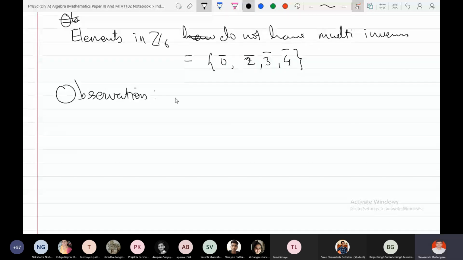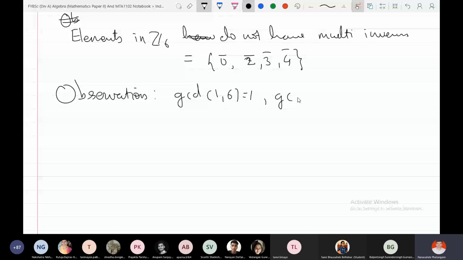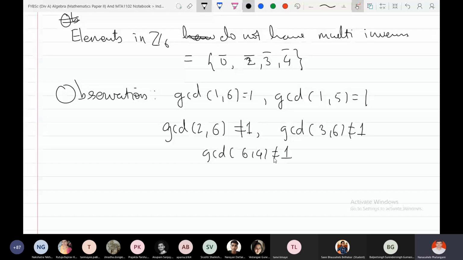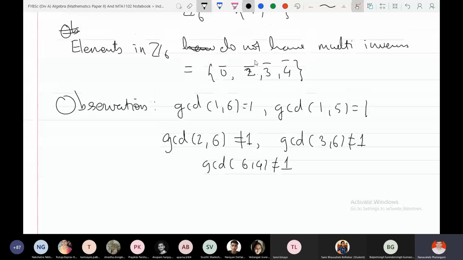What is the observation? GCD of 1 with 6 is 1. GCD of 1 with 5 is also 1. Right? And GCD of 2 with 6 is not 1. GCD of 3 with 6 is also not 1, or greater than 1 basically. GCD of 6 with 4 is also not 1. This is the common thing among these elements and these elements, right?